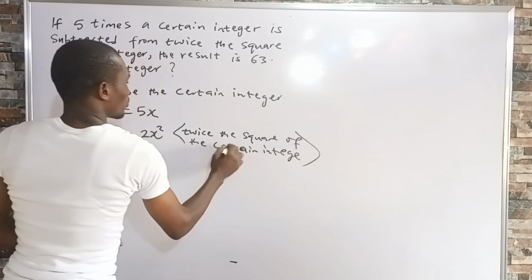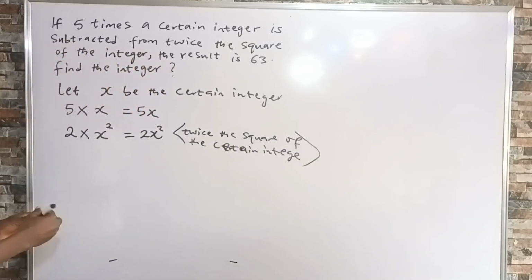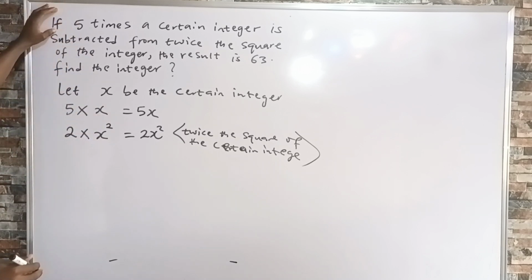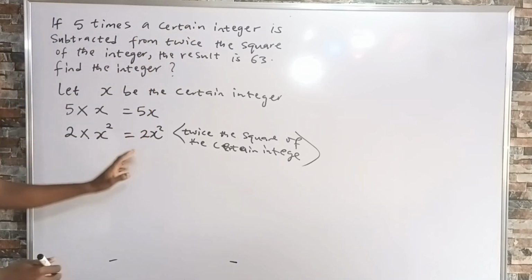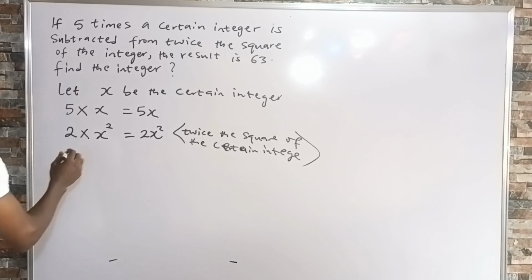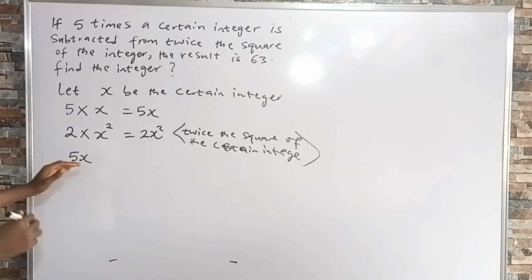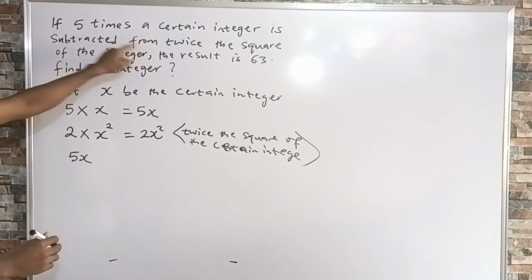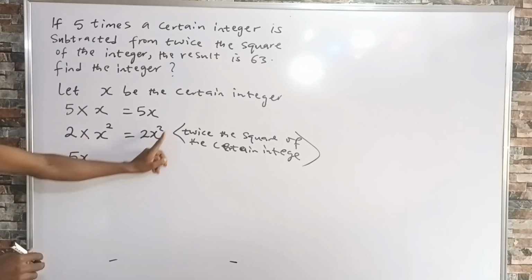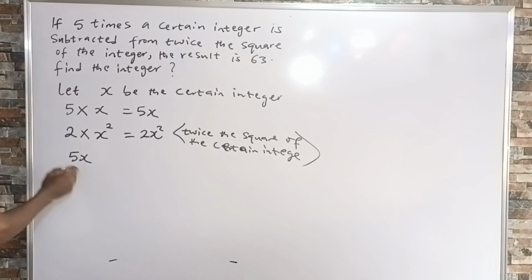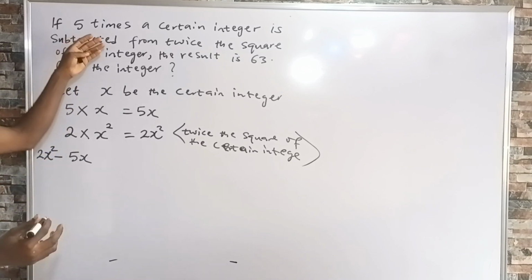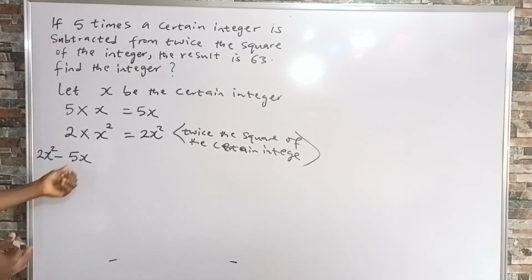So with this knowledge, let's solve further. I want to repeat this: 5 times a certain integer means 5x. And we are told that this 5x is subtracted from twice the square of the certain integer, which is 2x squared. So 5x is subtracted from 2x squared. That is how to interpret this.